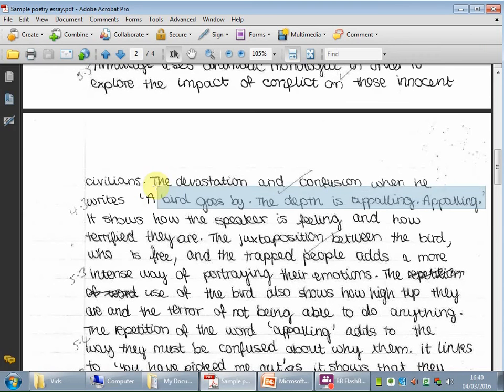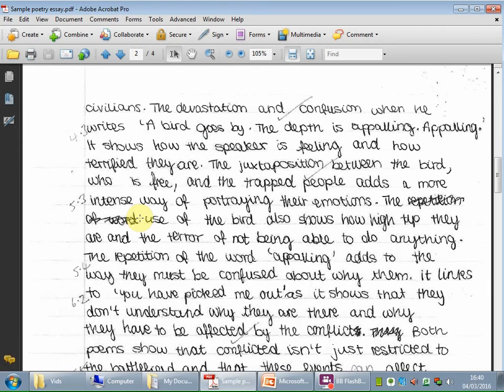So they've chosen a quote again. Notice as well the expression doesn't quite work there, but they get away with it. It's fine. It's an exam essay. It doesn't need to be perfect. You're allowed to make little mistakes in expression. The expression is generally very good. Devastation and confusion. Nice word choice.